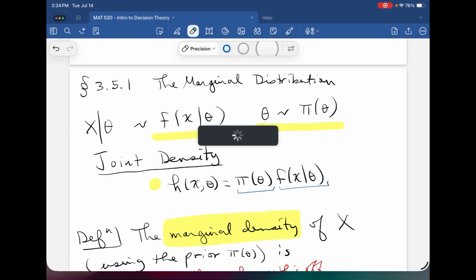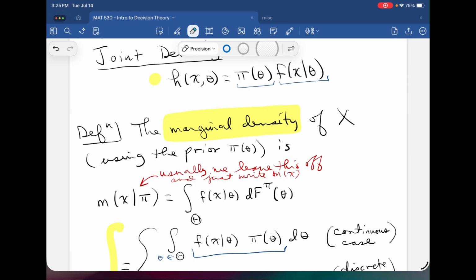the distribution of x given theta, and then we have theta, which follows some prior distribution, so our prior density. And then to get the joint density, which we typically label as H in this textbook, we multiply the prior density times the conditional density of x given theta. And the book uses the notation m of x given pi to emphasize that this is the marginal on x, assuming the prior distribution that we did. And obviously that will change if we use a different prior.